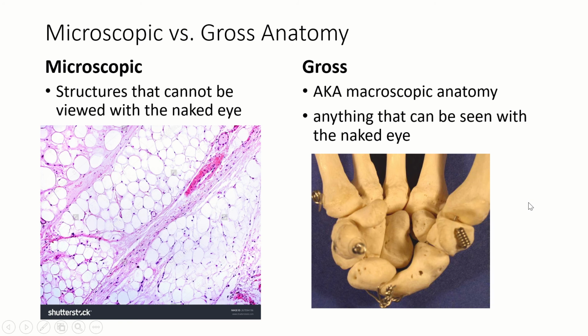Gross anatomy is anything that is large enough to be seen with the naked eye. This is a picture of the bones of the wrist. These are the bones that make up the palm here, and these are all your wrist bones, which we call the carpals. So this is an example of gross anatomy. And in gross anatomy, we talk about not just the big things like whole bones, but also all of the little bumps and indentations on those bones and what their function is.